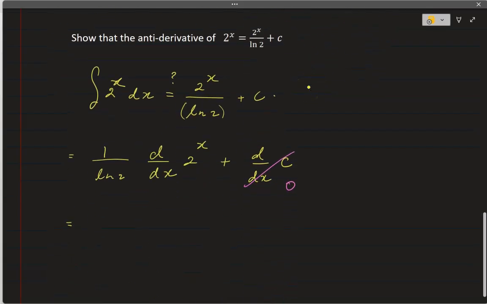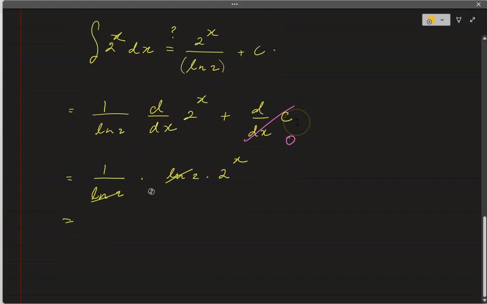So here it is. So we have 1 over ln of 2 times ln of 2 times 2 to the x. Okay, and now that we have that, we can divide the ln of 2 and ln of 2, and the final answer will be 2 to the x.